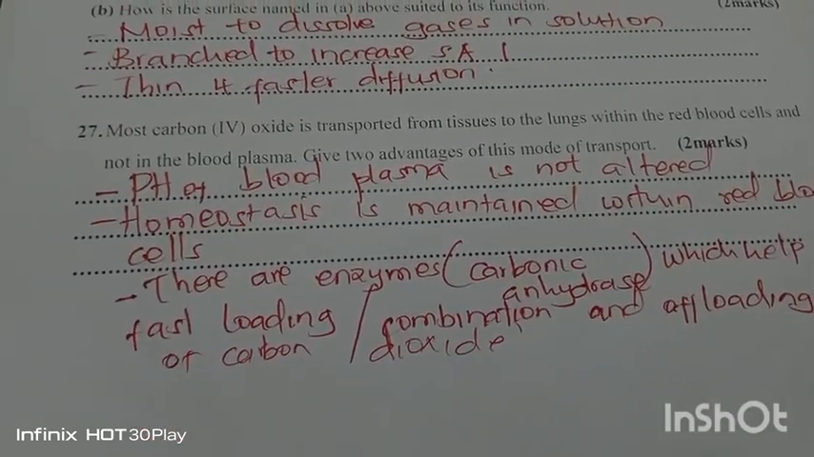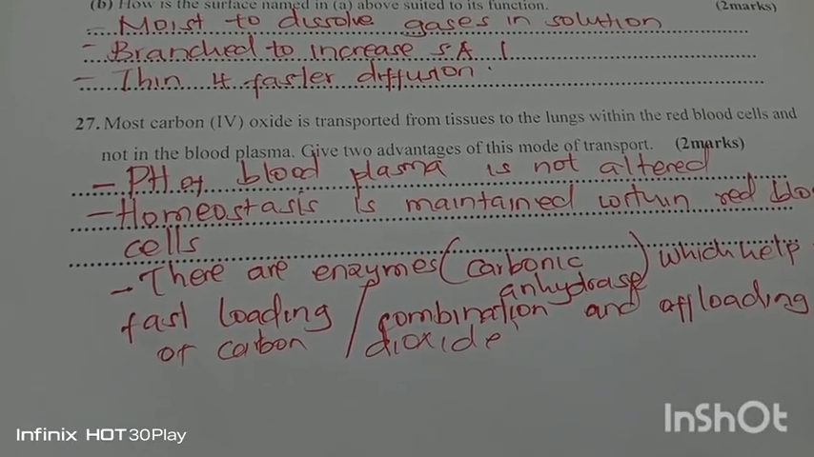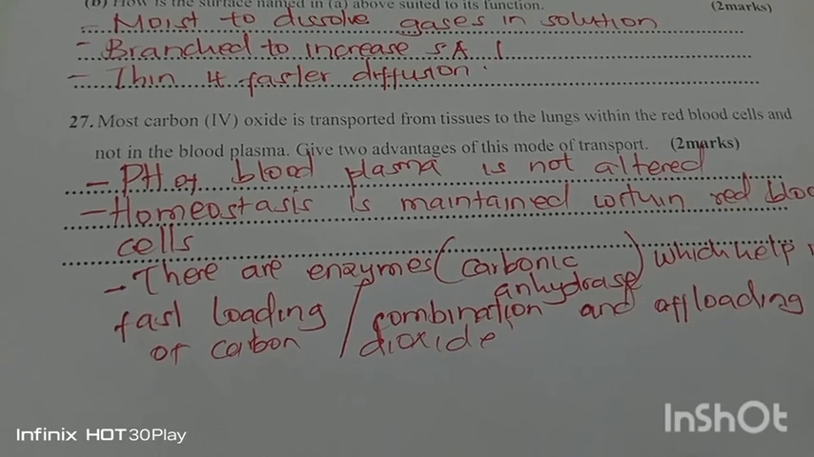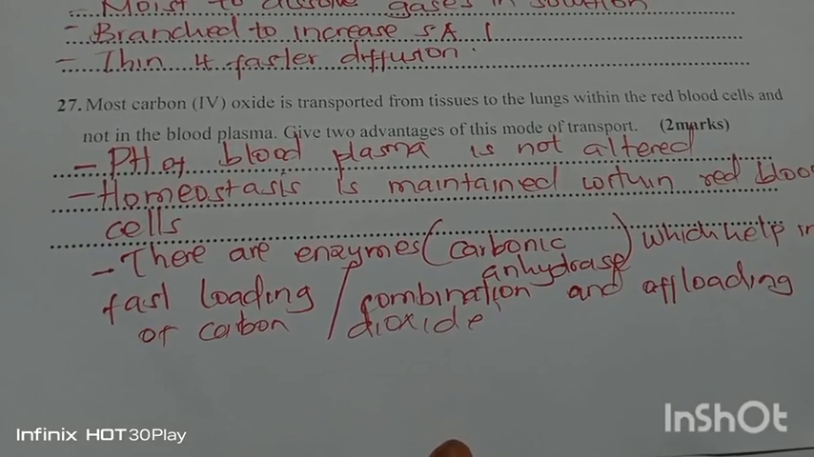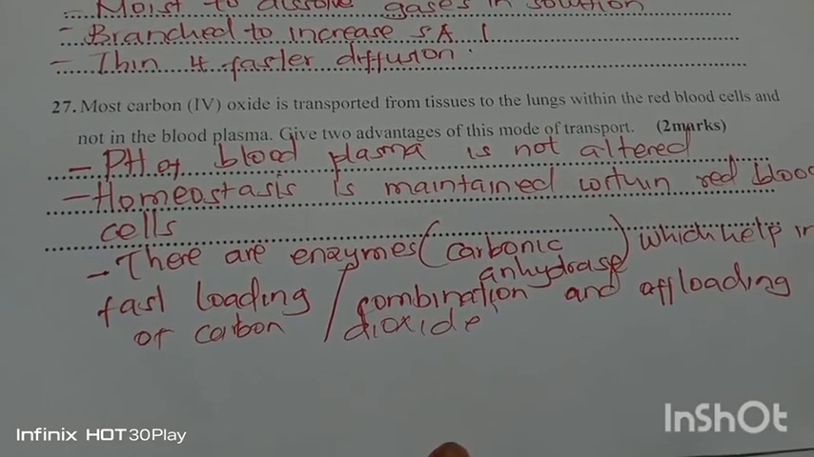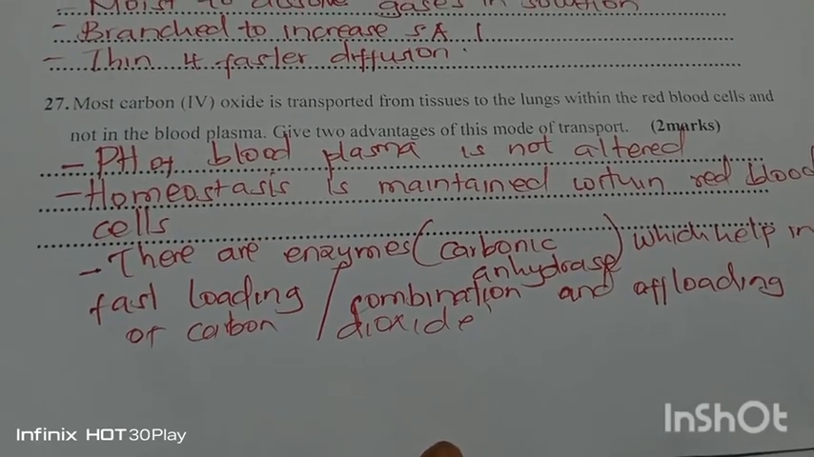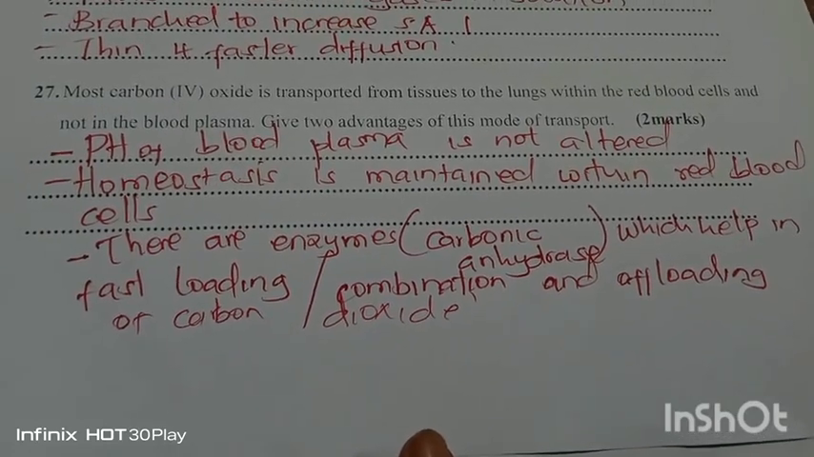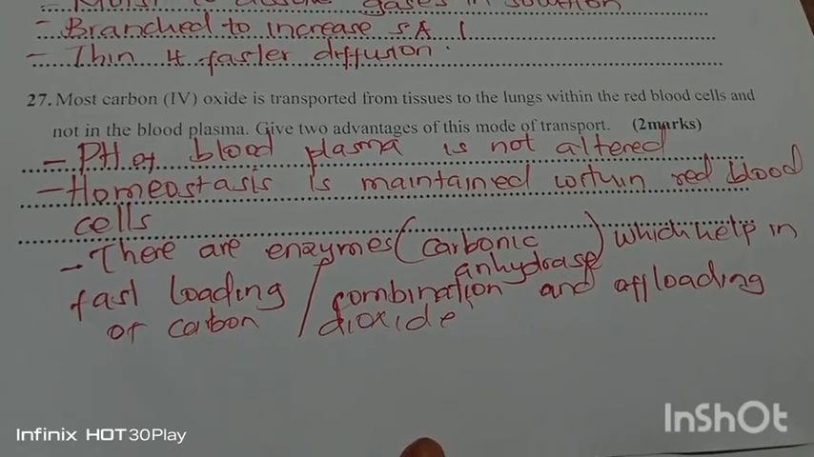Most carbon dioxide is transported from tissues to the lungs within the red blood cells and not in the blood plasma. Give two advantages for this mode of transport. The pH of the blood plasma is not altered. Homeostasis is maintained. The enzyme carbonic anhydrase, which helps in fast loading and offloading of carbon dioxide, is present.